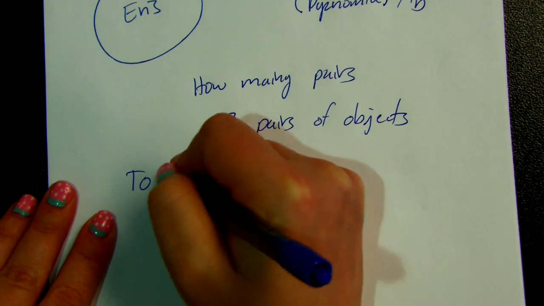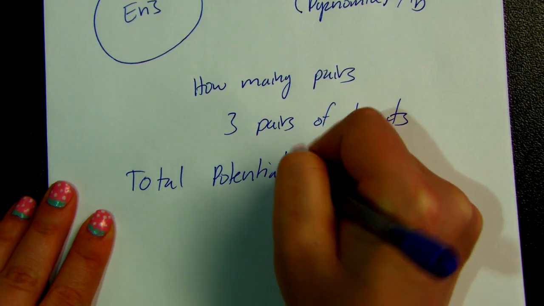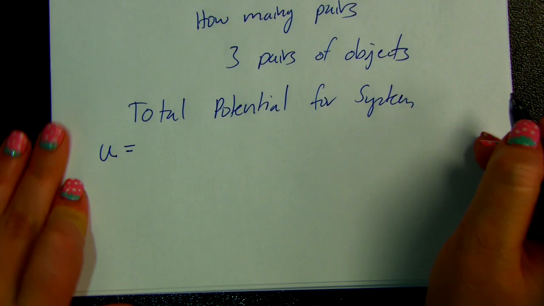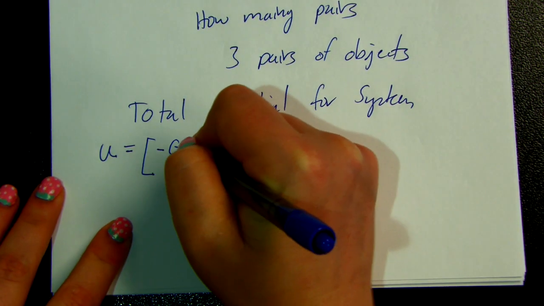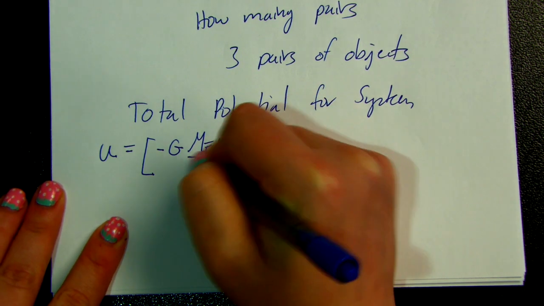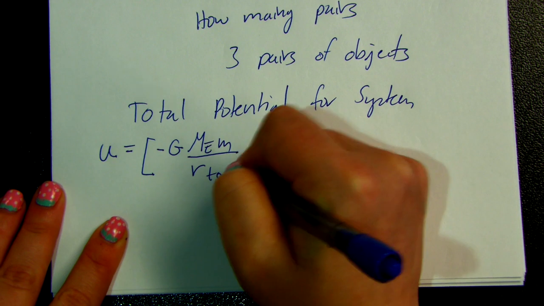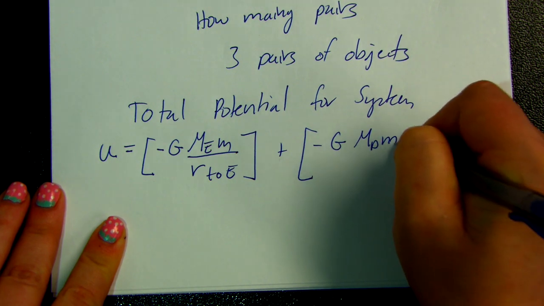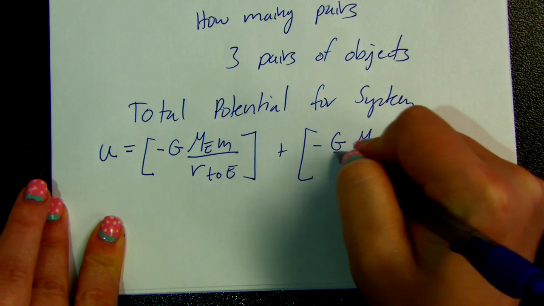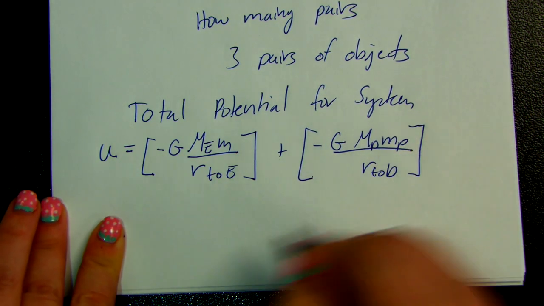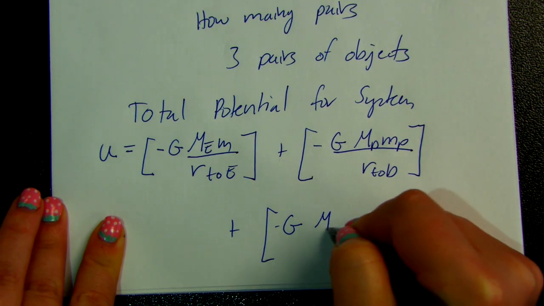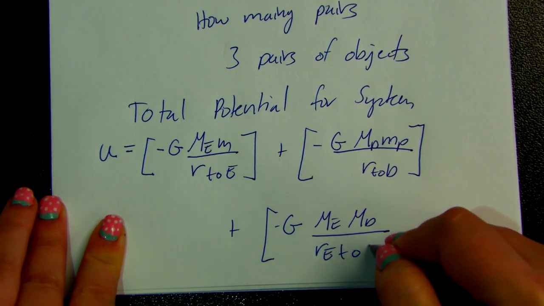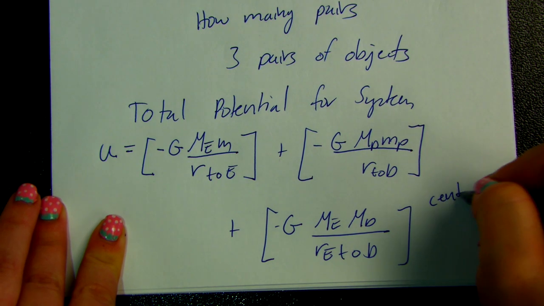So the total potential for this system, U, is equal to minus G, mass of Eris, times the mass of the probe, divided by the radius to Eris from the probe, plus minus G, mass of Dysnomia, mass of the probe, divided by the radius to Dysnomia, plus minus G, mass of Eris times mass of Dysnomia, divided by the radius of Eris to Dysnomia. And of course, that's center to center distance.